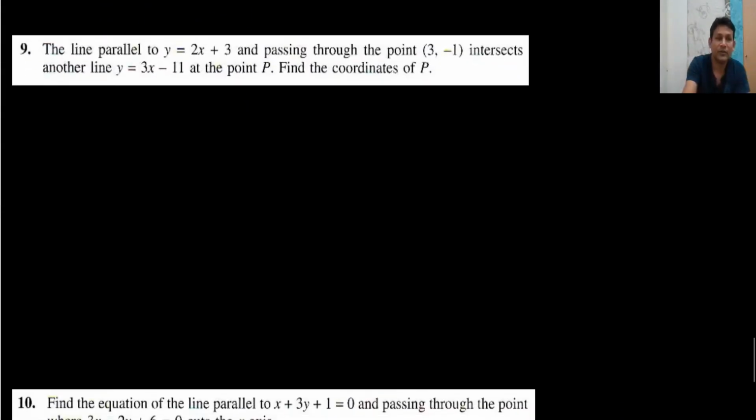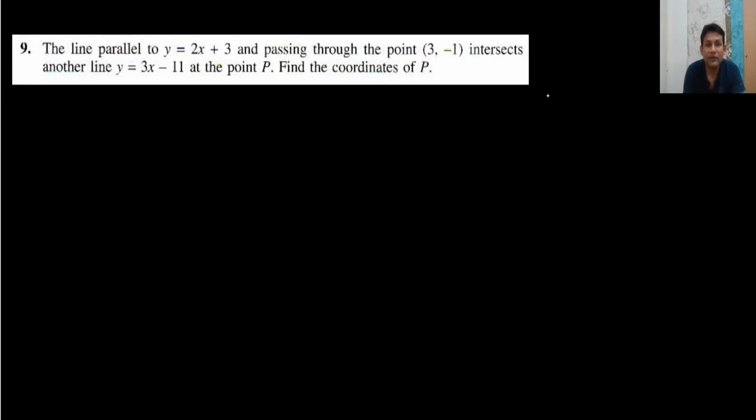So question number 9. In question number 9, we have a line parallel to this. We can find the gradient directly. y equals 2x plus 3, meaning the gradient is 2. You can see. Okay, and it passes through this point. Can you find the equation? This equation 1 is very simple to find. There is no problem. Okay, this is the first case.